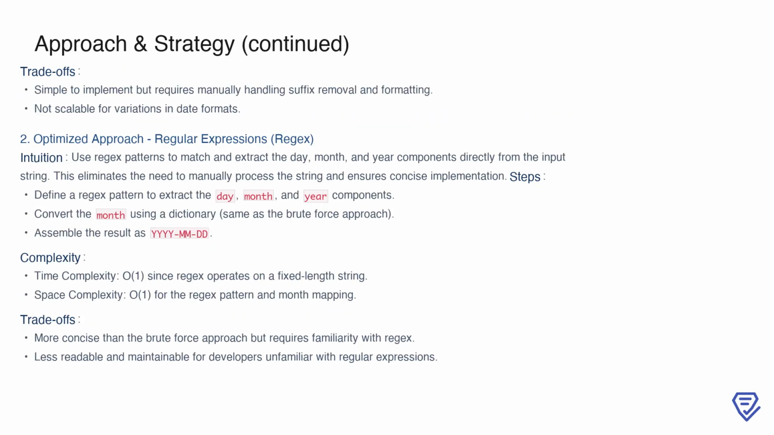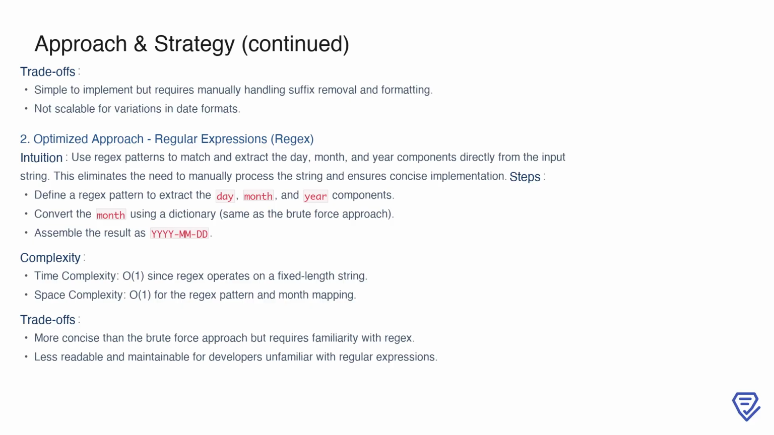We then explored an optimized approach using regular expressions. The idea here is to define a regex pattern that can directly match and extract the day, month, and year components from the input string. This eliminates the need for manual string manipulation, making the implementation more concise. After extracting the components, the month can still be converted to its numeric value using the same dictionary as before, and the final date can be assembled in the YYYY-MM-DD format.